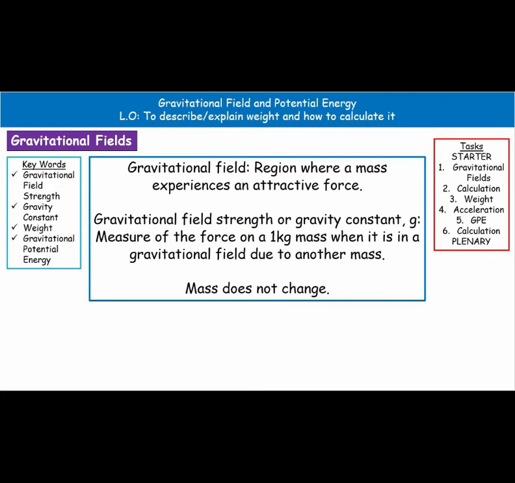The first thing we're going to have a look at today is what we actually mean by a few of these terms we're going to be using in today's lesson. The first one, gravitational field, quite simply is a region where a mass will experience an attractive force. Anywhere that this mass is going to experience an attractive force, that is a gravitational field. The second one, gravitational field strength, which we might also refer to as gravity constant or just g, is a measure of the force on a 1 kilogram mass when it's in a gravitational field due to another mass. Make sure you've got those two definitions written down.